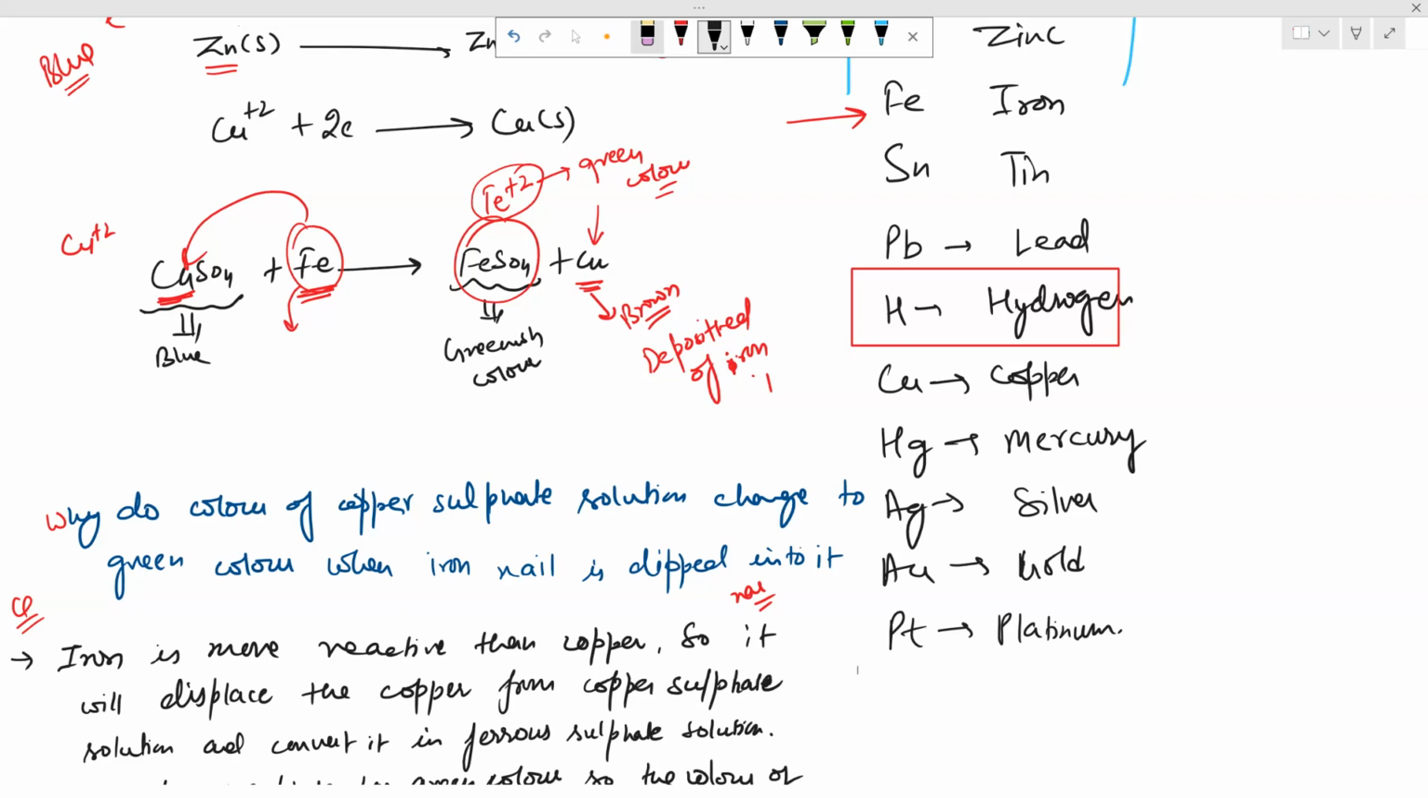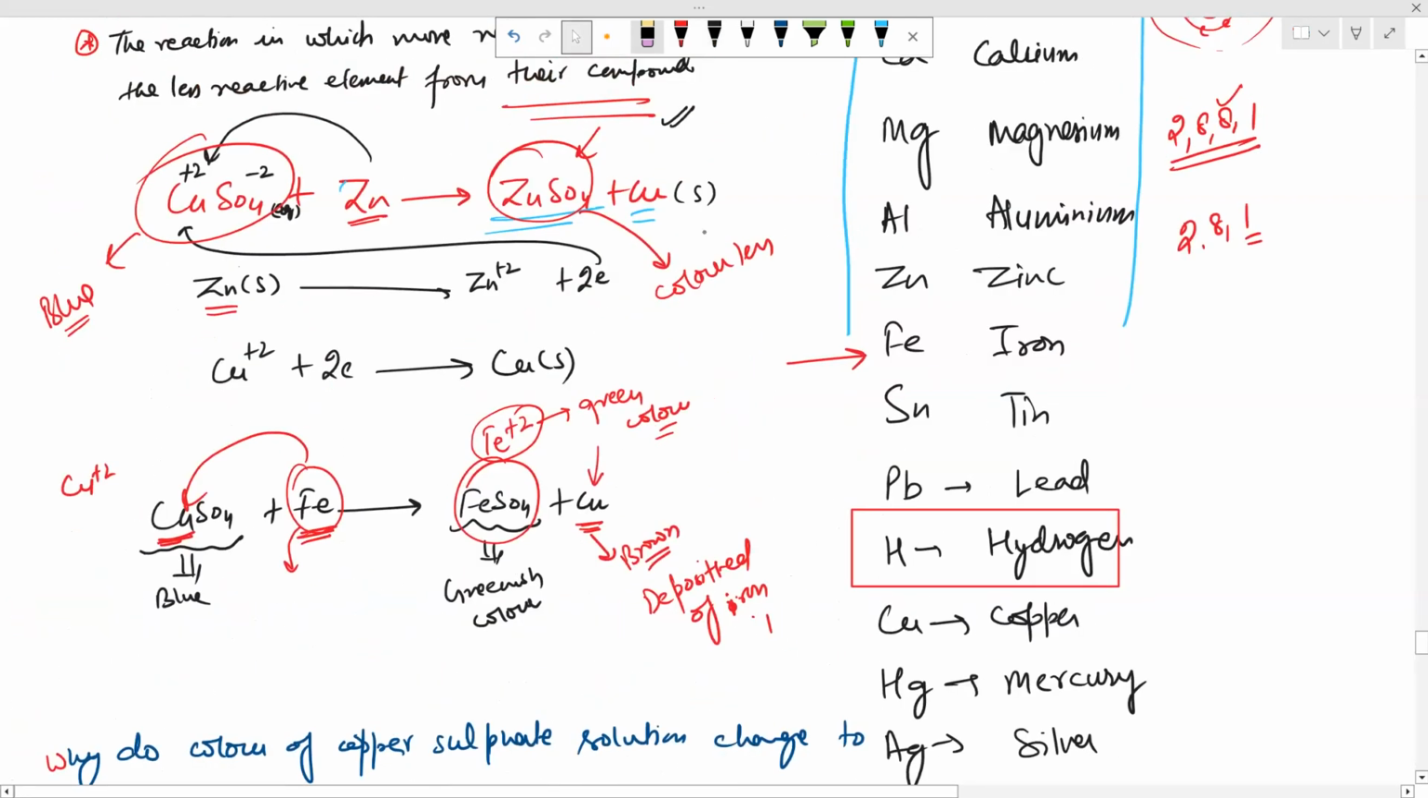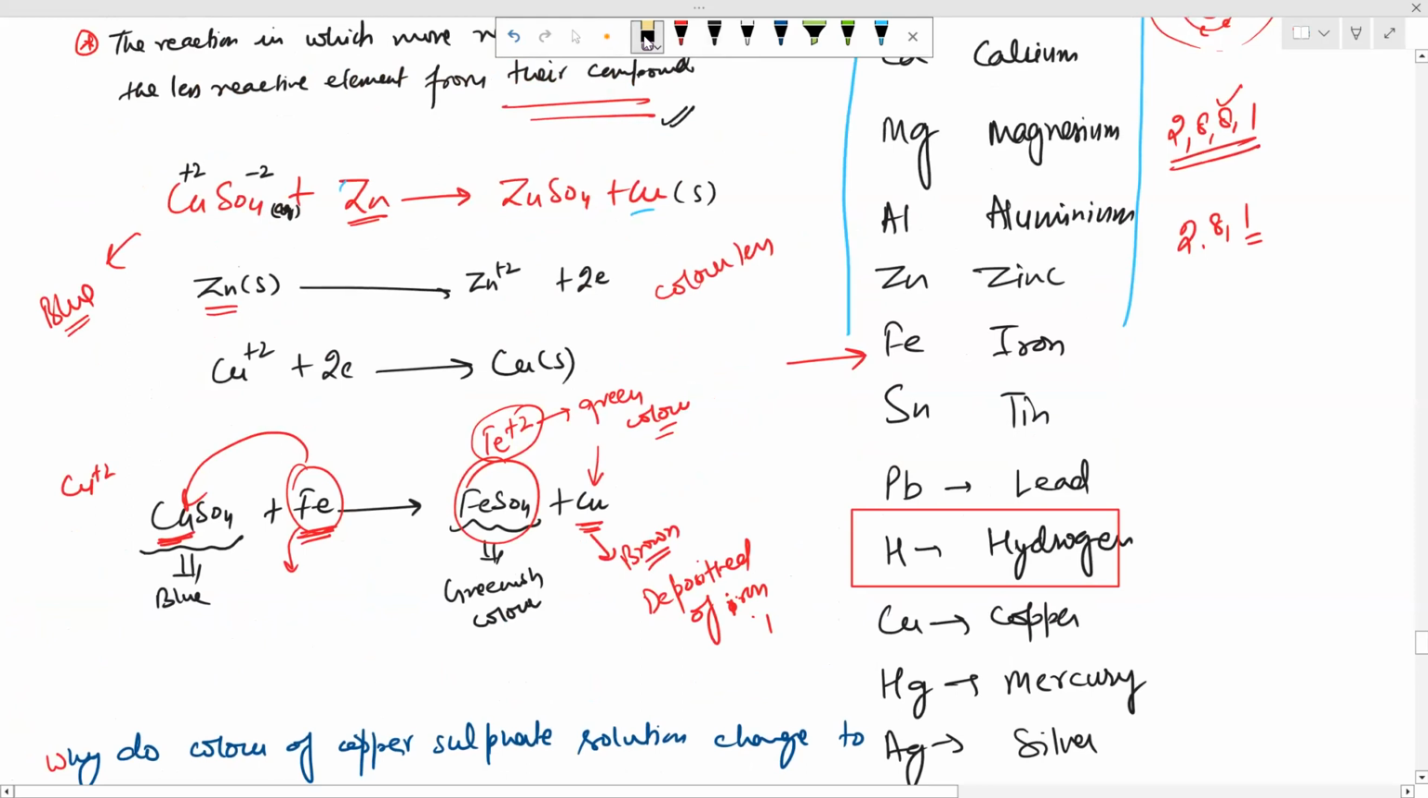If I show you that when we have a copper sulfate solution and in that copper sulfate solution I add zinc, then what is going to happen? The zinc will convert it into zinc sulfate plus copper. The solution will be converted into zinc sulfate solution. Similarly, when copper sulfate reacts with iron, it will give you iron sulfate plus copper.